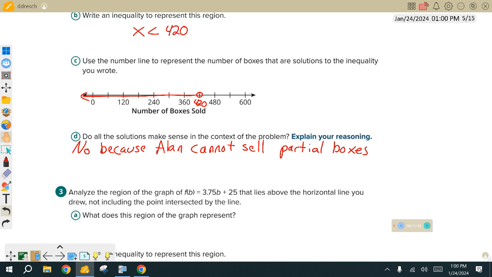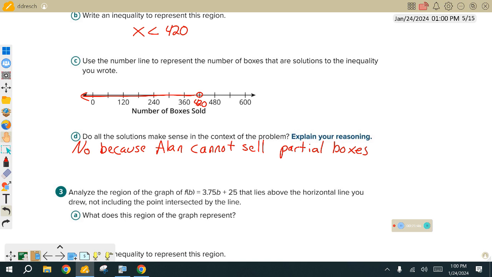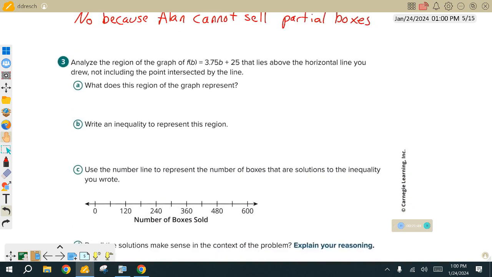All right, let's go with the other one. It says, what about above the line? What about above the horizontal line? How many boxes do we sell above the horizontal line? So we're above this line. That means we are selling how many boxes? Full boxes? More than 420. So what we have going here then is sold more than 420 boxes.